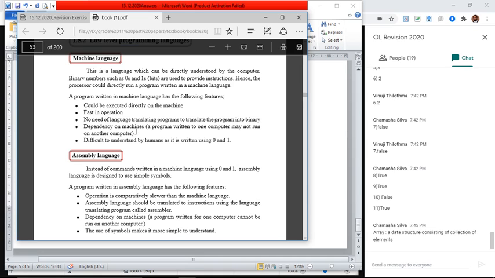So machine dependence, right? Whatever program you write on one machine is not suitable for another machine with another configuration. මේක මතක තියාගන්න. It is difficult to understand by humans as it is written in ones and zeros.